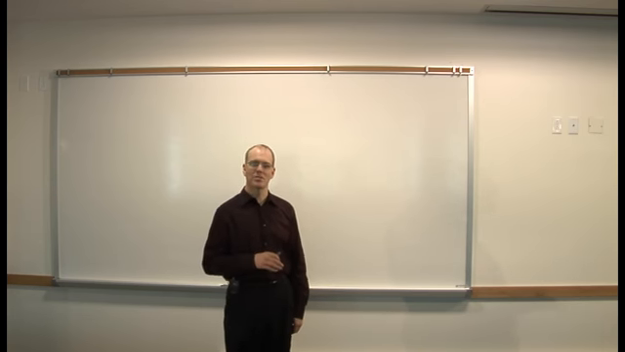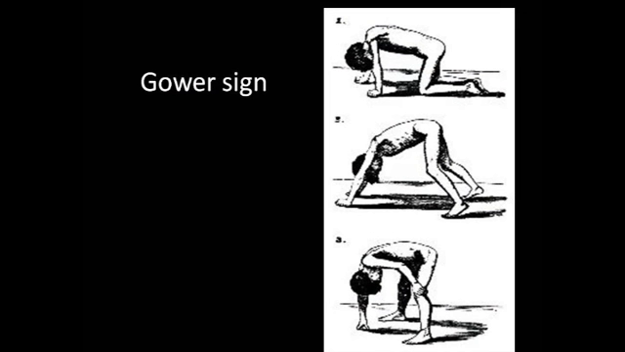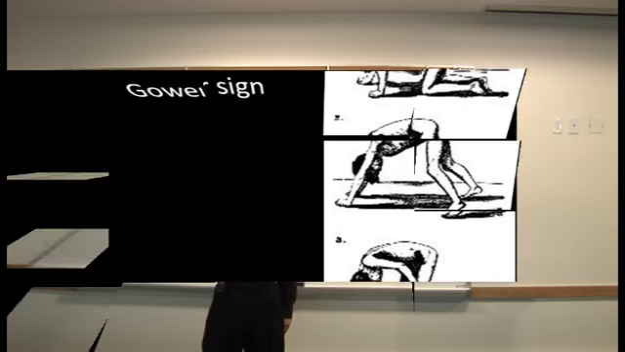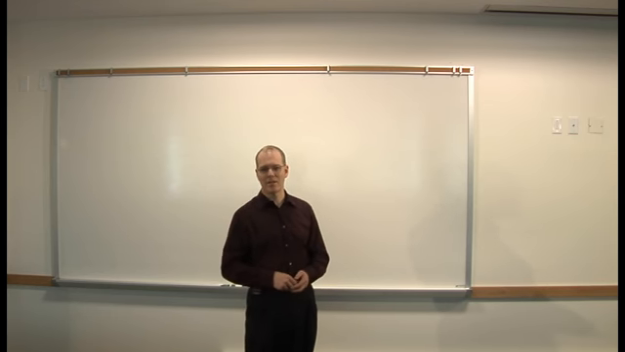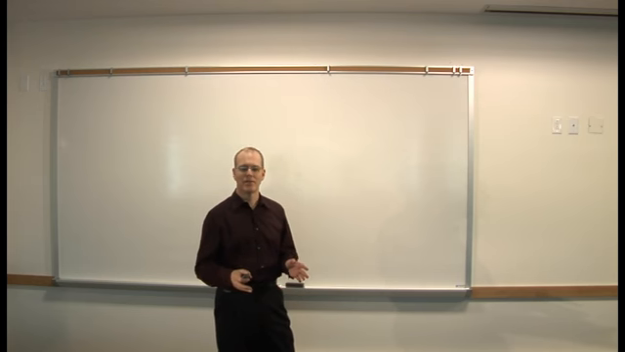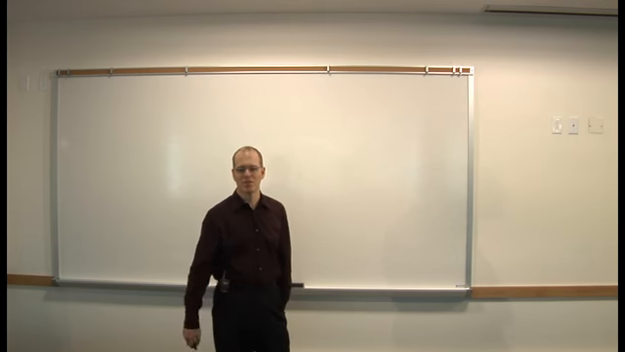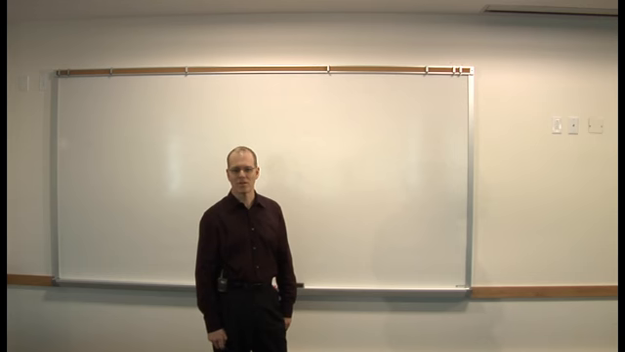Something you should know about is known as the Gower sign. No S at the end, just the Gower sign. You can see a picture here of how these children rise from the floor. Because the proximal muscles are weak and the plantar flexors are strong, notice how this boy is standing up on his tiptoes and then uses his arms basically to walk up the legs. The Gower sign is not specific for Duchenne's muscular dystrophy. It can be seen in a variety of conditions, but it's a classic. You will see this in every child that presents with Duchenne's.